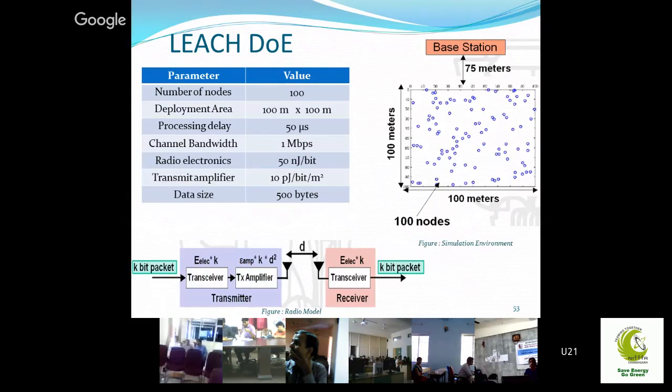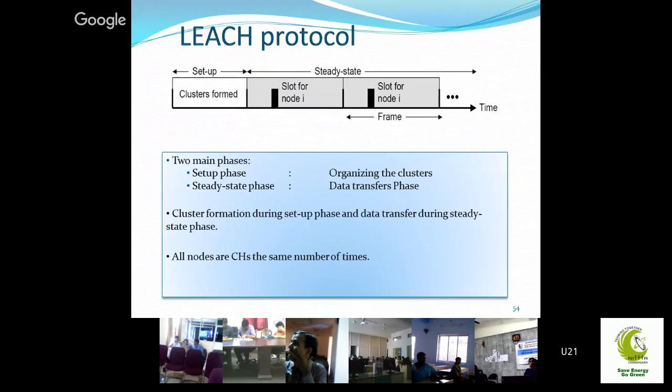So they simulated this particular algorithm. So this is the design of experiment part of this algorithm. They have used the first order radio model, and these are the parameters. For example, they randomly deployed 100 nodes in a 100 meter by 100 meter area, and their base station is 75 meters above that square area. So this protocol is having two different phases. One is the setup phase, and the second is the steady state phase. In the setup phase, we organize the clusters, and in the steady state phase, we transfer the data.